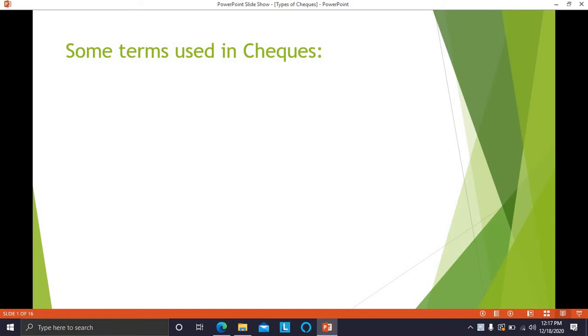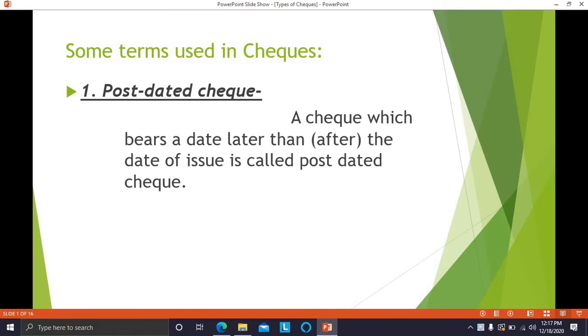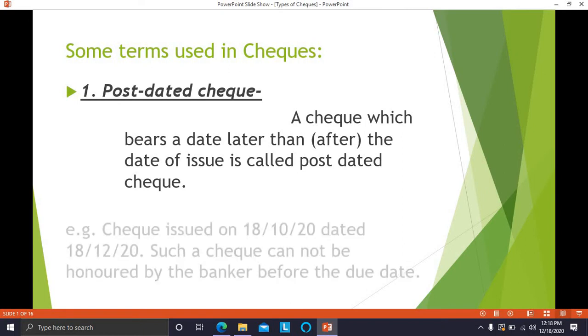The first term is post-dated check. Now, what does it mean by post-dated check? A check which bears a date later, meaning after the date of issue, is called a post-dated check. So, for example, the person is writing a check today, he is issuing a check today, but he has written a date after 1 month. That means it is a post-dated check.